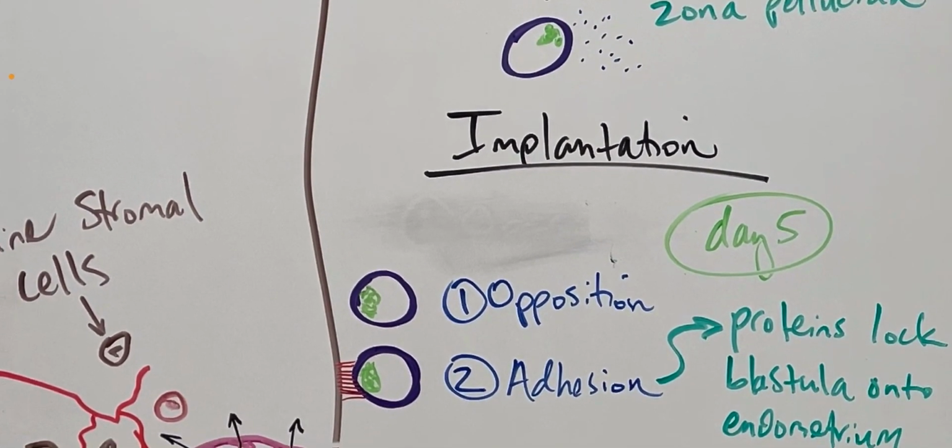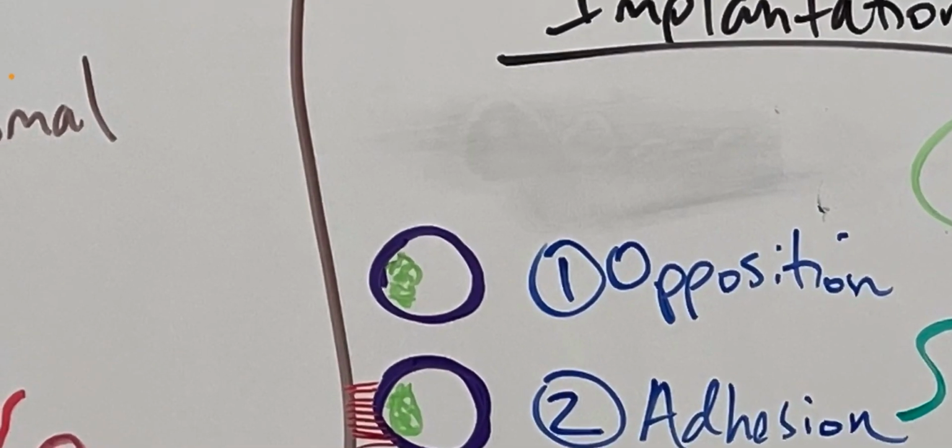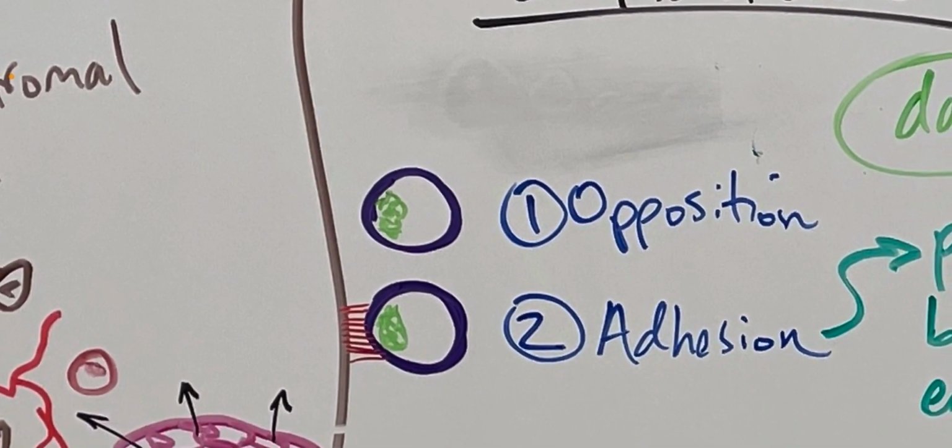The first stage of implantation is called opposition, and this is when the blastocyst must be correctly oriented relative to the wall of the uterus. In humans, this means that the green cells, which represent the cells of the inner cell mass, must be positioned towards the wall of the uterus. This is not the same in all species. In mice, it's the opposite: the cells of the inner cell mass have to be positioned opposite of the uterine wall. But in humans, opposition occurs like this.